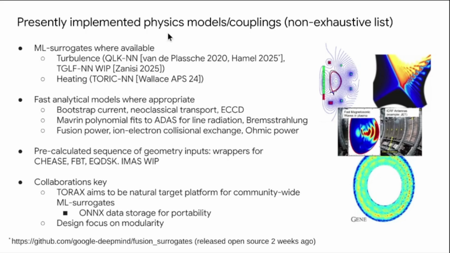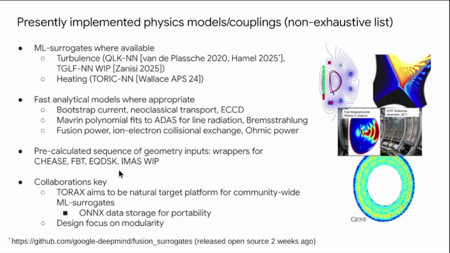And these are all more or less plug and play, so more can be added in the future. Where appropriate, of course, we can use fast analytical models like the Sauter or Redl bootstrap current models. You can imagine in the near future putting in FACIT for heavy impurity neoclassical transport, or Chang-Hinton, or the Lin-Liu ECCD current drive model, and so on. For radiation, we have some polynomial fits from Mavrin, which are fits to ADAS for line radiation and Bremsstrahlung, and the standard terms for Bosch-Hale fusion power, equipartition, ohmic, and so on.